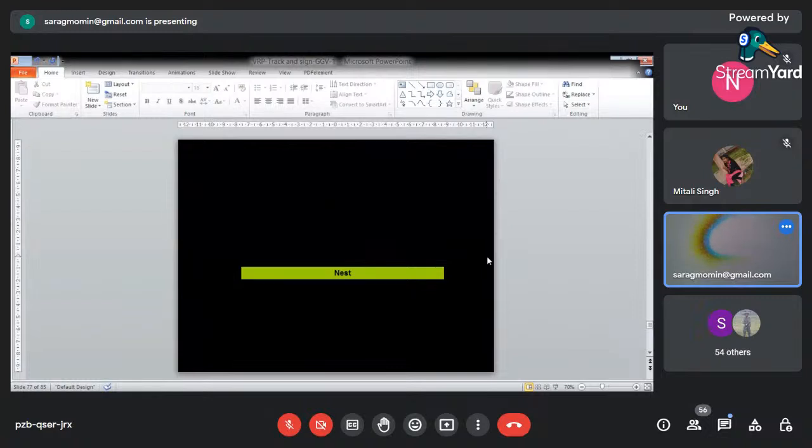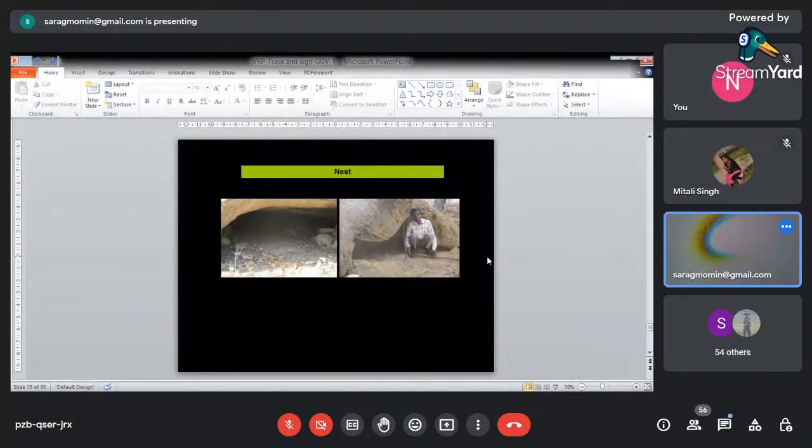Next, this is from an Achanak mark. Can you identify the nest? Huge size nest.